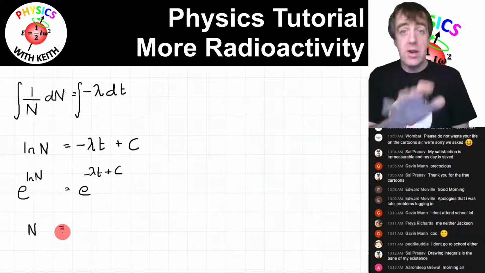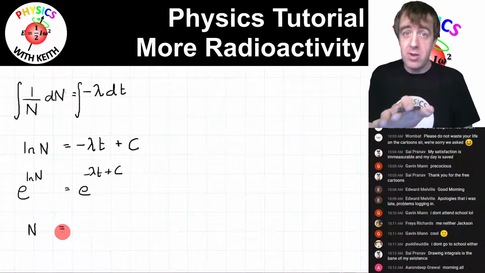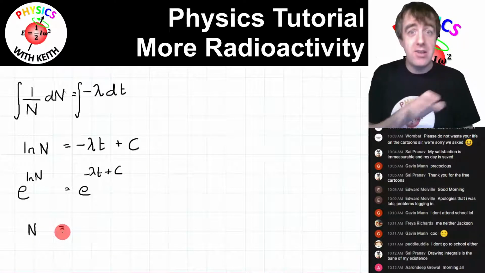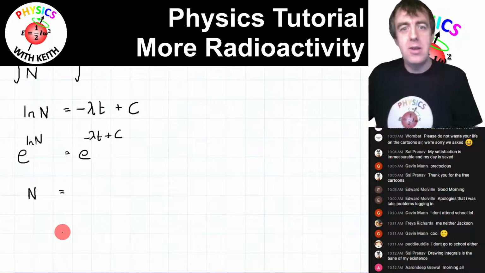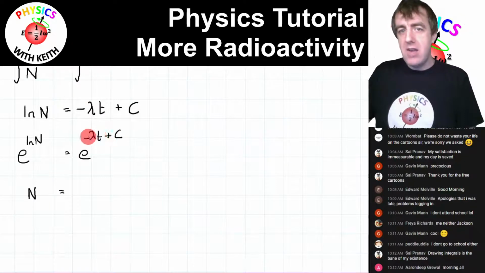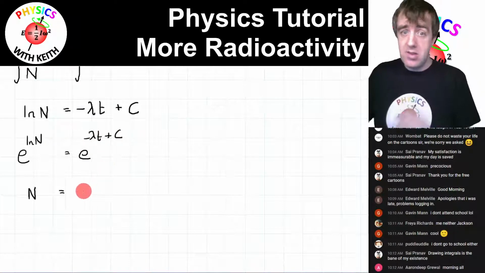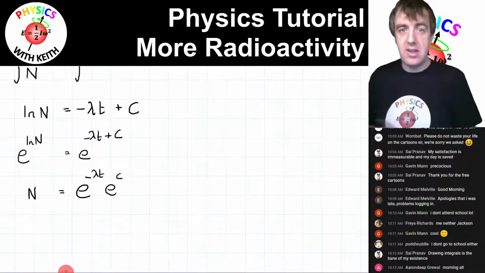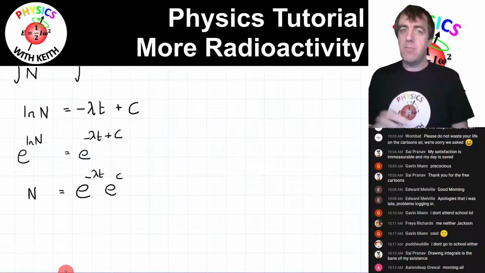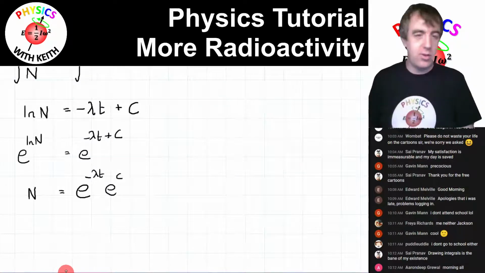If I've lost you, by the way, don't worry, we're just deriving the equation at the moment. We're going to use the equation in a bit. So if I've lost you, just stick with it. I'll give you the equation. This part here, I've got the same base, and I'm adding the two exponents. So this is exactly the same as e to the minus lambda t times e to the c. It means the same thing. That's one of the various laws of logs that you learn.